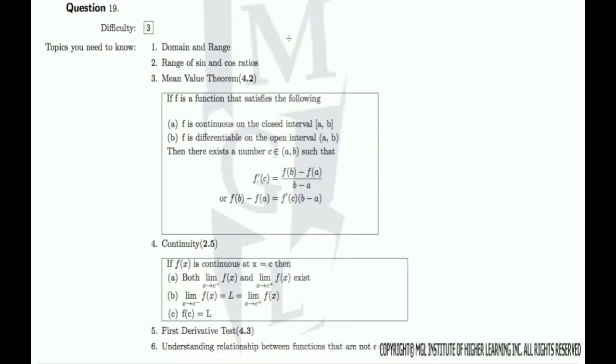Okay. So some of the facts that are involved are domain and range of a trig ratio. This question obviously is going to involve some trig. Mean value theorem, continuity, and I put down first derivative test here because you have to know what it means for the function to be increasing and decreasing, and it involves the first derivative, right? So let's go to the solution now.